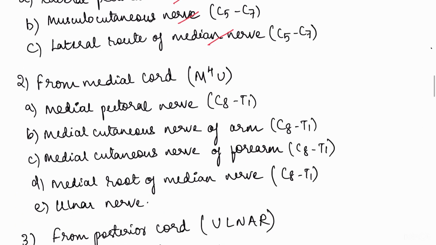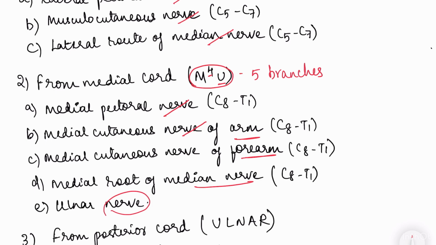Then we have the medial cord. So medial cord has totally 5 branches which can be remembered by a simple mnemonic M to the power of 4 U, that is 4 M's and 1 U. So the branches are medial pectoral nerve, medial cutaneous nerve of arm, medial cutaneous nerve of forearm, medial root of median nerve and the ulnar nerve. So these are the 5 branches of medial cord.